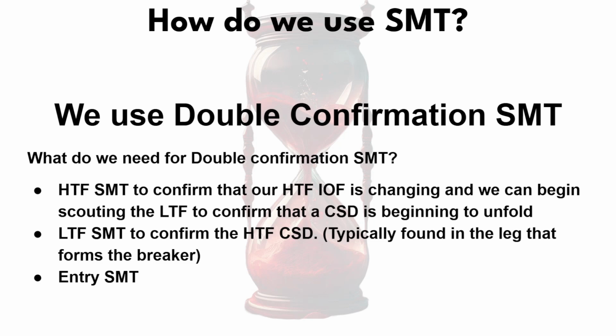Well, these are the things that we will need. First of all, we're going to need a higher time frame SMT. This is to confirm a higher time frame institutional order flow is changing, meaning that we are possibly going to reverse. And then after our higher time frame SMT is present, we then drop down into our lower time frame, as I've just mentioned. Inside of those lower time frames, we are going to be using a lower time frame SMT to confirm the higher time frame CSD.